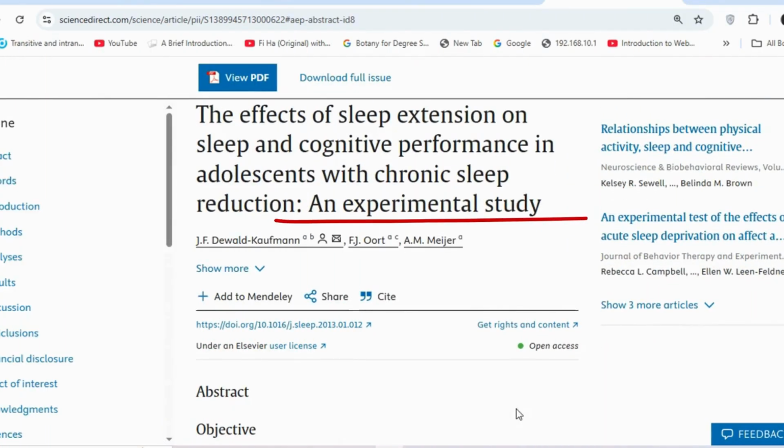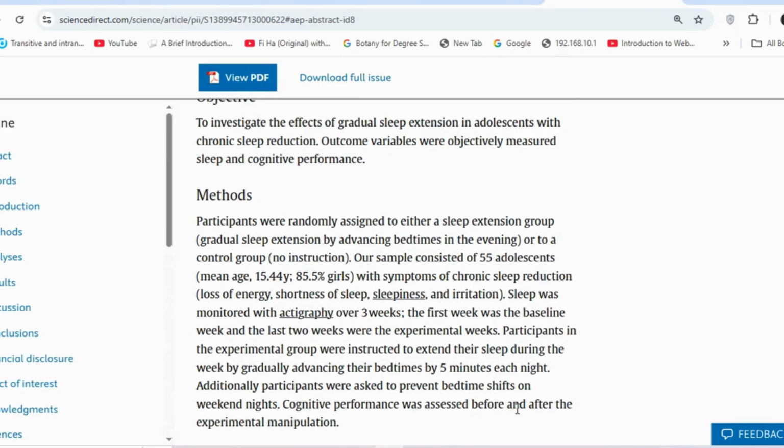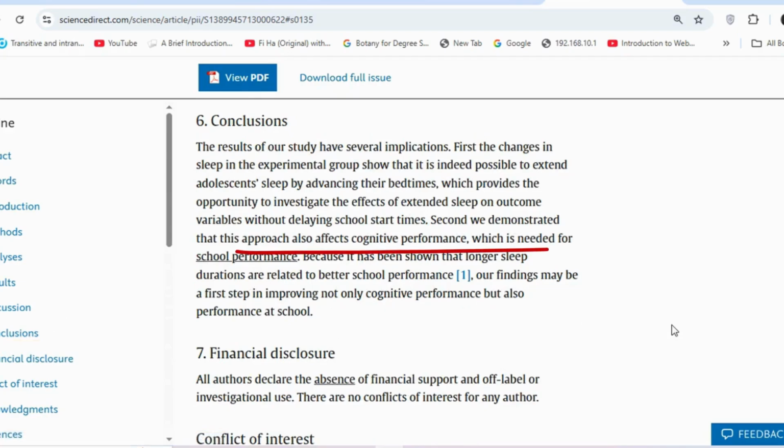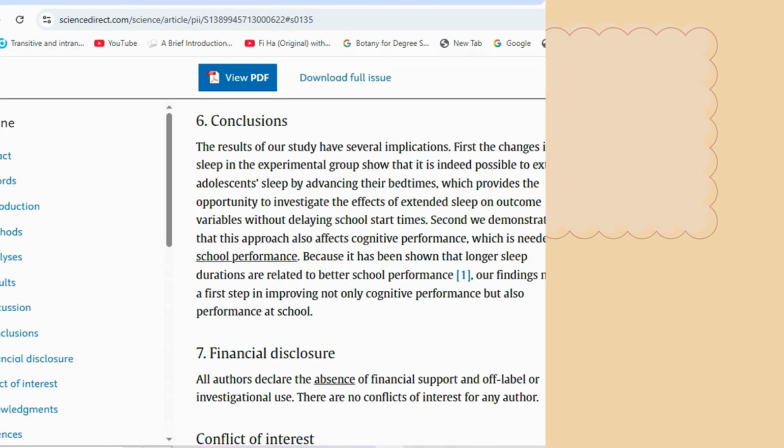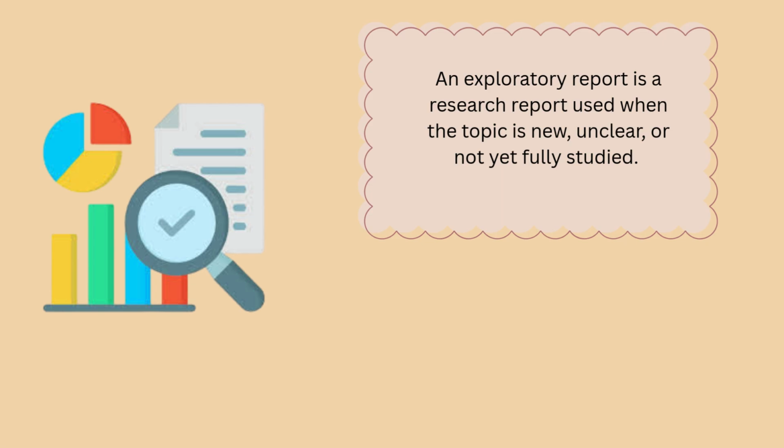For example, a psychology research report on sleep and memory tested two groups of students. One group slept after studying, and the other stayed awake. The report included details of how the experiment was designed, the test scores of both groups, and the conclusion that sleep improves memory retention. This type of report is widely used in science, medicine, and psychology to prove or disprove ideas with evidence. An exploratory report is a research report used when the topic is new, unclear, or not yet fully studied.